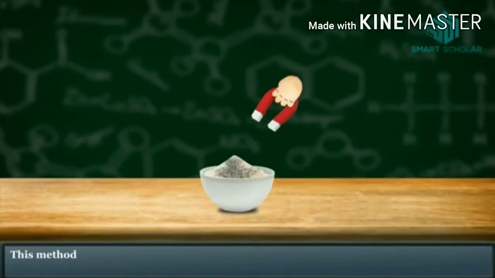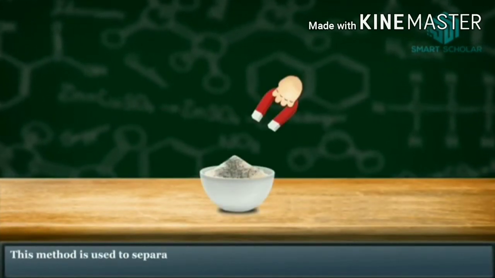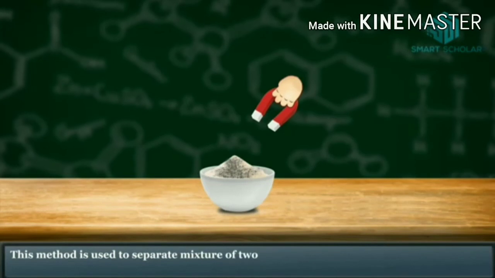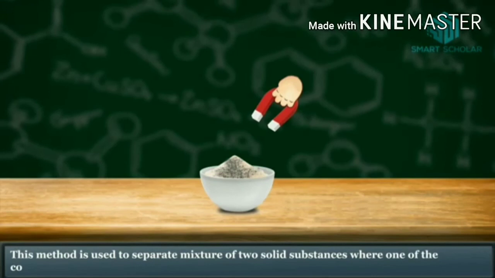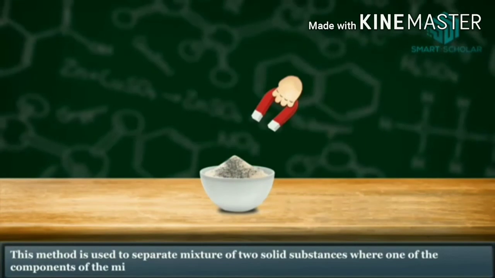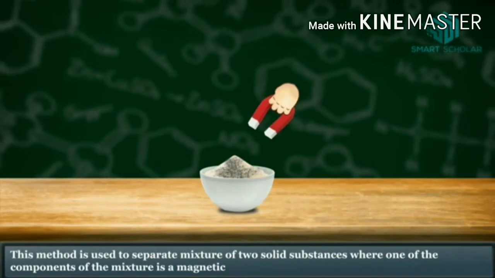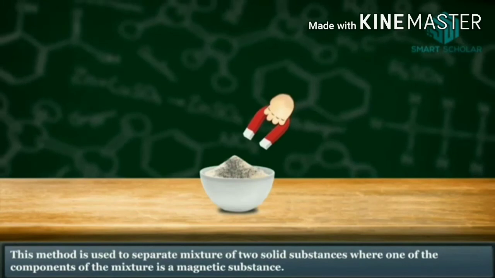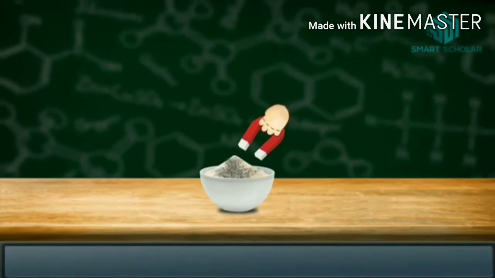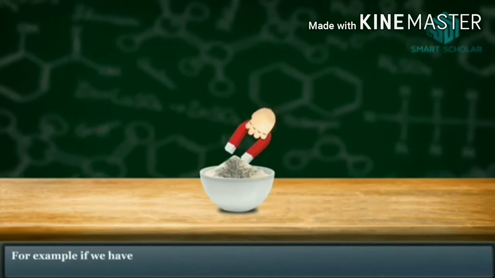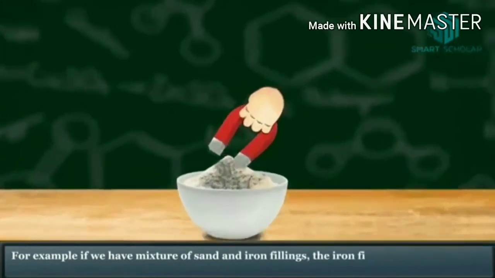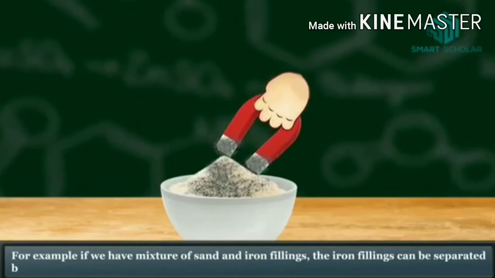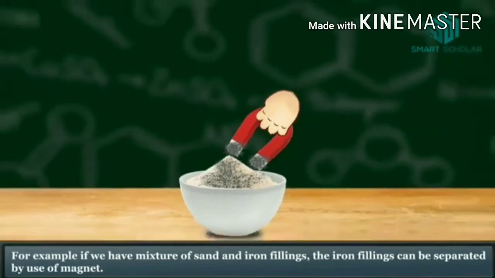Magnetic separation. This method is used to separate a mixture of two solid substances where one of the components of the mixture is a magnetic substance. For example, if we have a mixture of sand and iron filings, the iron filings can be separated by the use of a magnet.